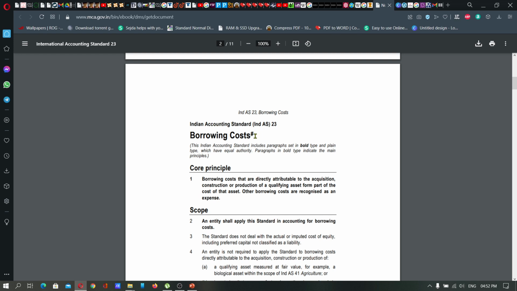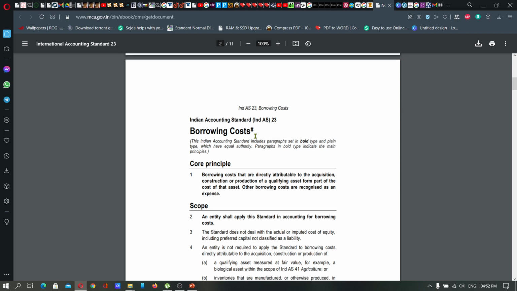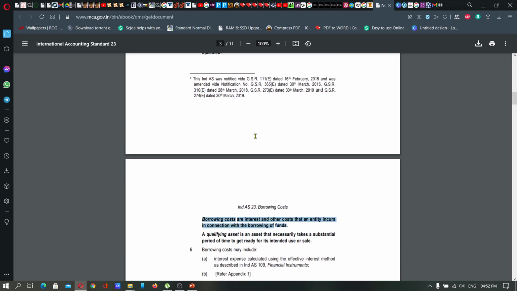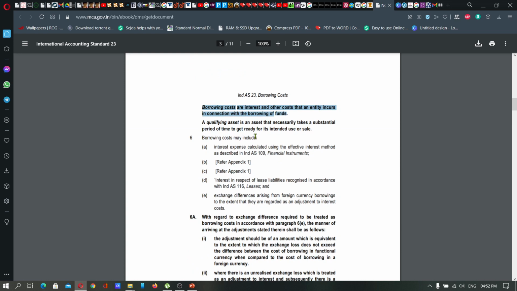I believe you have understood the concept of borrowing cost. Borrowing cost deals with or relates to qualifying assets, and qualifying assets are those assets that necessarily take a substantial period of time to get ready for their intended use, or we can say for their complete form.